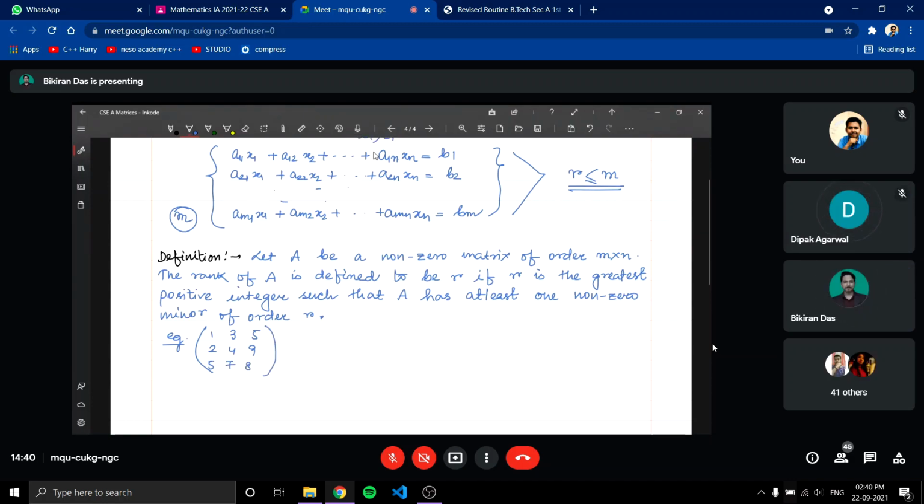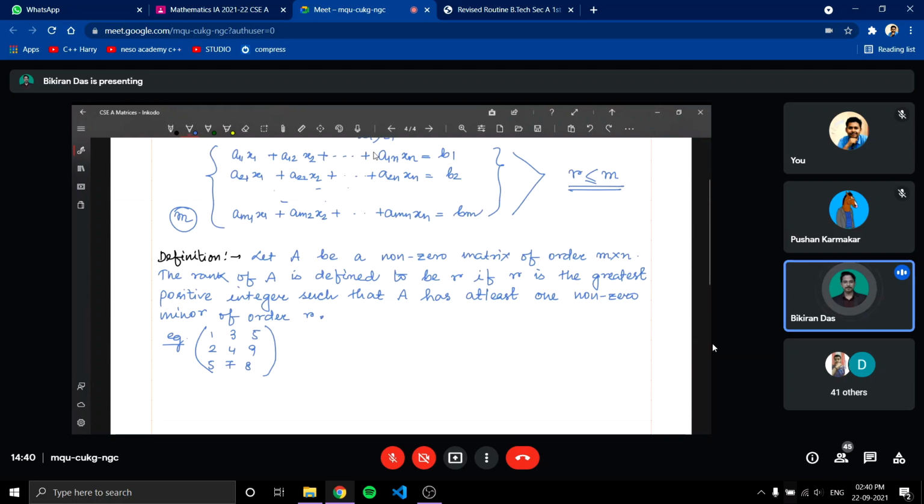So what we will be doing is finding minors. Do you remember the minor of a matrix? Minor of each element. So what is the minor of one? It is nothing but this one, the determinant of 4 9 7 8. This one is the minor of one. So in this way we can find the minor of every element.